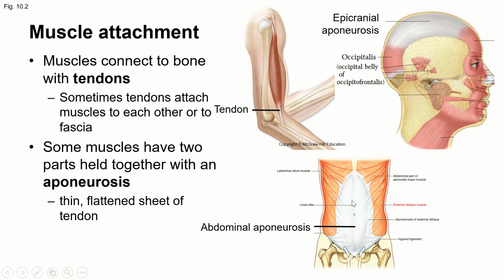And then your abdominal muscles have an abdominal aponeurosis that goes horizontally across the center of your abdominals. You do have one muscle, the rectus abdominis, that goes down the center, that is surrounded by the aponeuroses of the other layers of the abdominal muscles. And we'll talk about those when we get there.